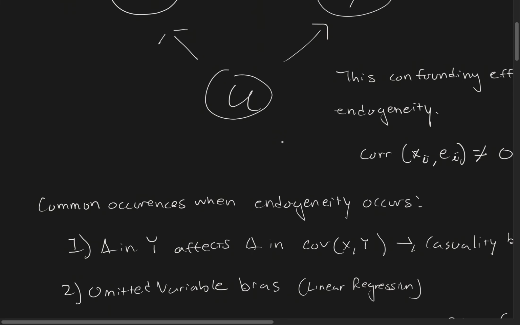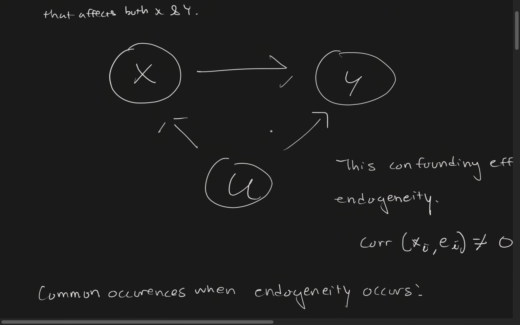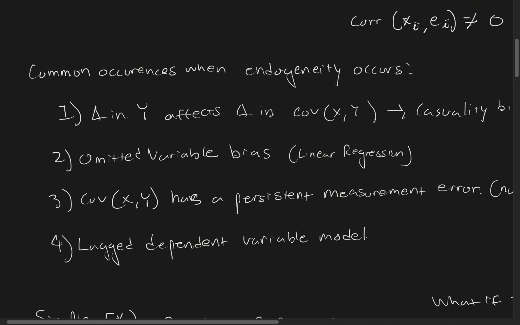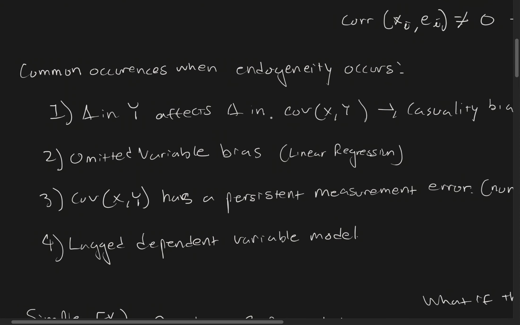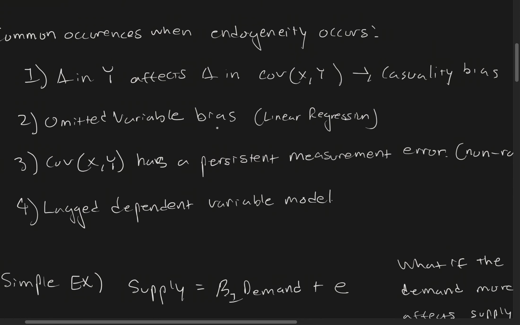All right. So this is kind of hard to interpret, so we can look at examples of when this problem occurs. A change in y will affect a change in the covariance of x and y, called the causality bias. Omitted variable bias. We went over that in linear regression, but simply put, when we forget an important independent variable to include in the regression function, so we omit it by accident.